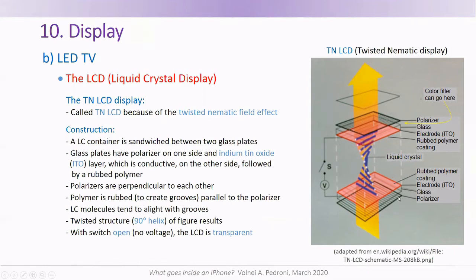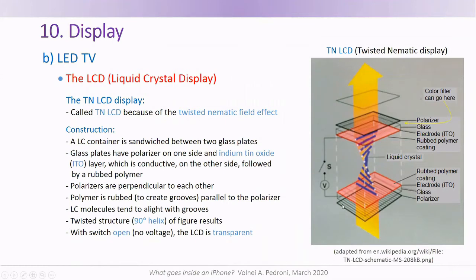A polarizer, glass plate, the first electrode made of ITO, indium tin oxide, which is a conductive material and is transparent, and then a rubbed polymer coated on top of the electrode. Then the liquid crystal, of course, and then the opposite, a rubbed polymer, the second electrode, the second glass plate, and the final polarizer. Just as a side note, the color filter, which is the element that we're going to see next, is usually coated on this glass plate here.